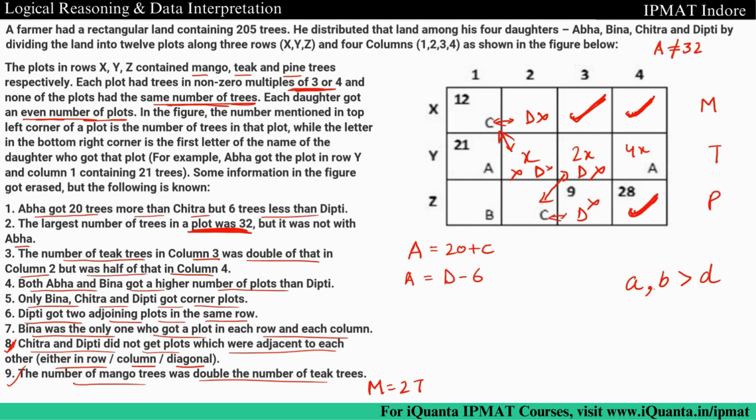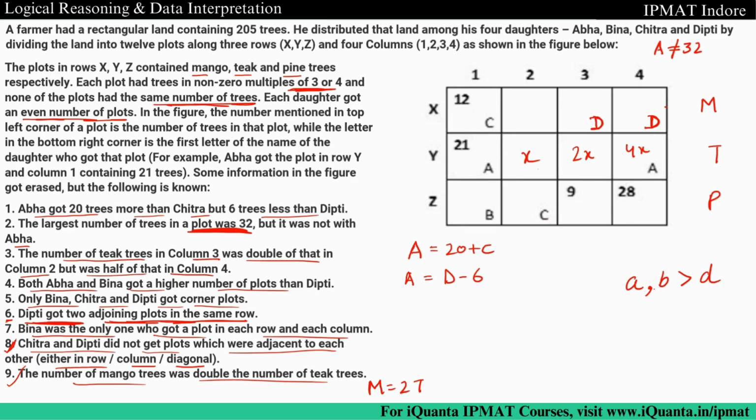But there was another clue regarding Dipti and the plots, which was the 6th one. Dipti got 2 adjoining plots in the same row. So in which row do we have 2 adjoining plots possible for Dipti? It is the row X only, right? The first one. So we'll give 2 plots to Dipti in the first row, row X. So I'll put D over here and D over here. Okay, let me write it at the bottom right corner.